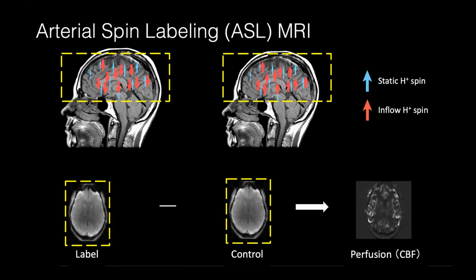Now, from this demonstration, we can see that ASL relies on the subtraction of two nearly identical images. Therefore, it has a very low SNR. And also notice that the labeling and the acquisition are two independent components. So we can actually combine different MRI techniques to create the label as well as acquire the data.